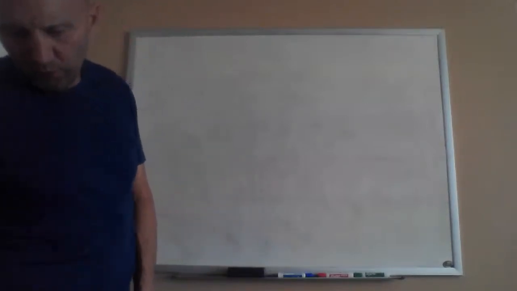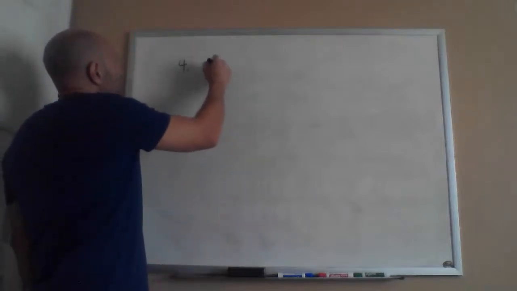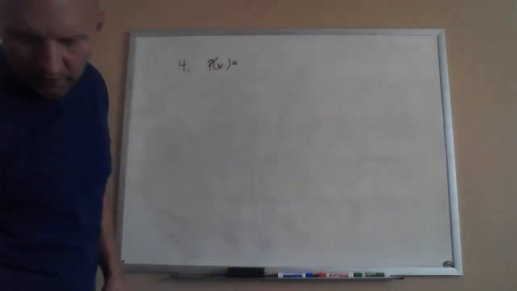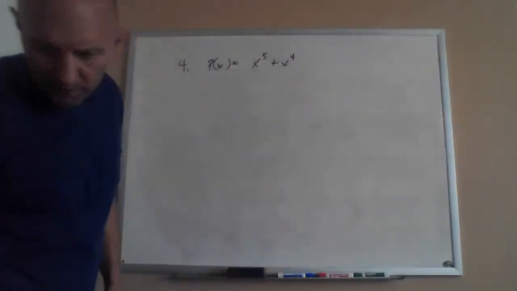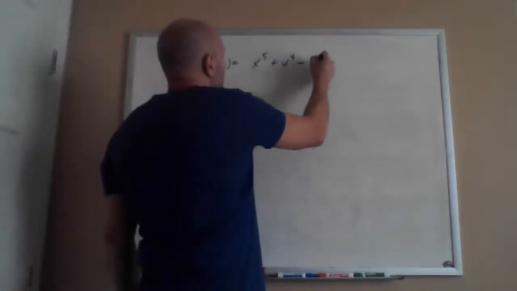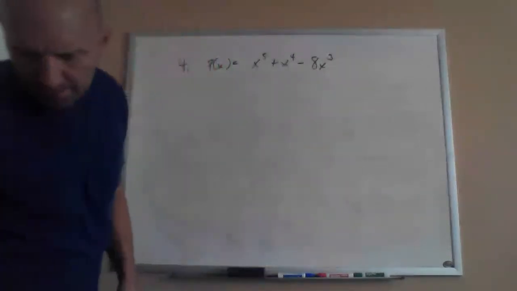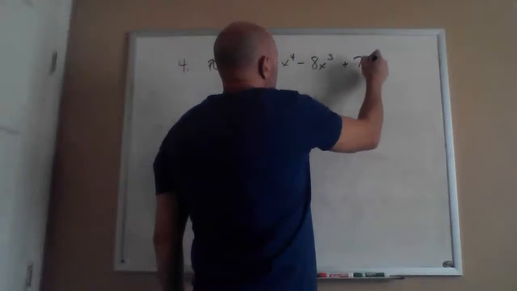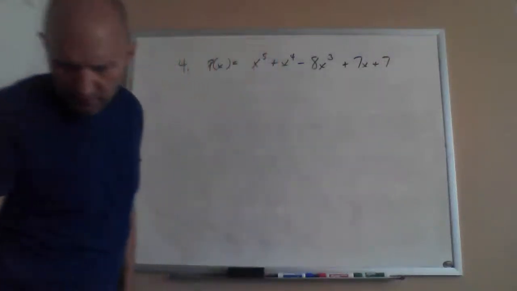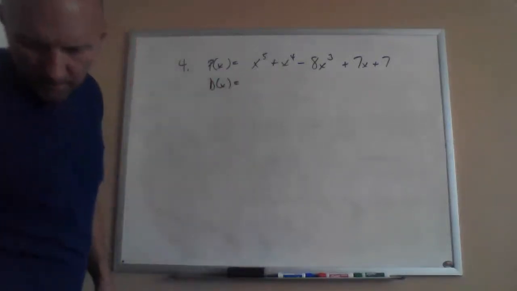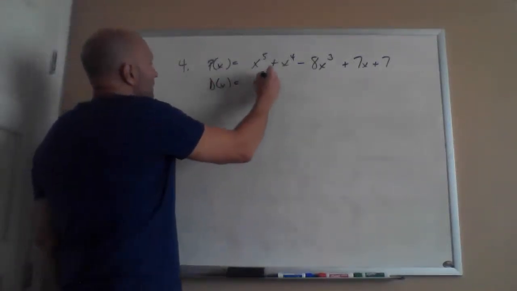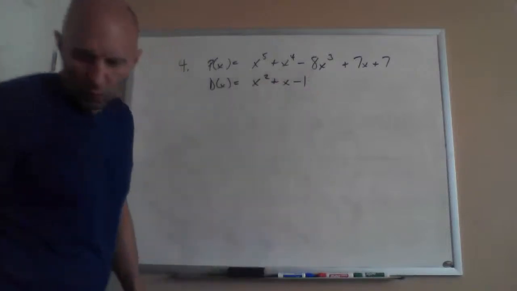All right, so number 4. We have P of X is x to the 5th plus x to the 4th minus 8x to the 3rd plus 7x plus 7. And our D of X is x squared plus x minus 1.